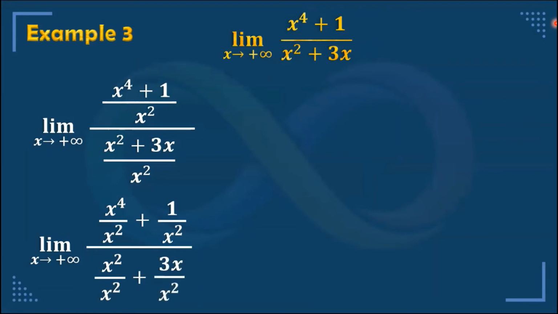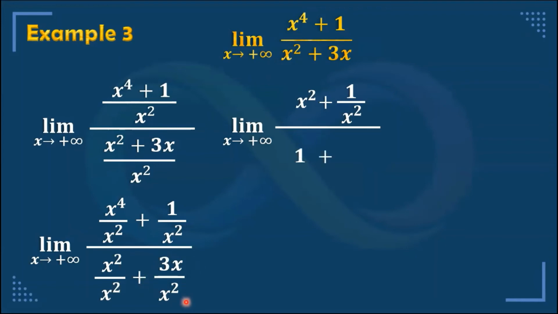And now let's simplify the terms that can be simplified. X to the fourth over x squared, when simplified, the answer is x squared. Plus, since it is already in the form number over variable, all you have to do is to copy 1 over x squared. All over x squared over x squared is 1, plus 3x over x squared, cancel out 1x, we have 3 over x as the result.